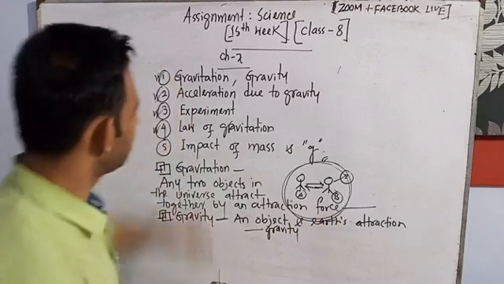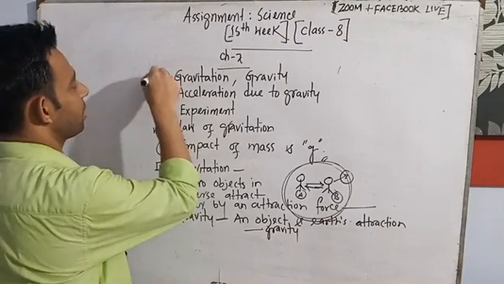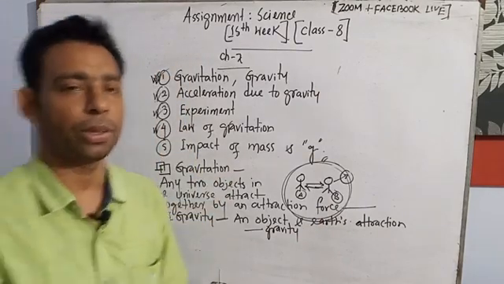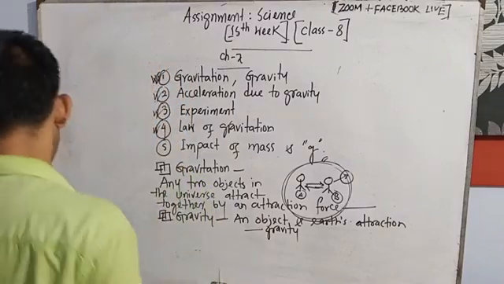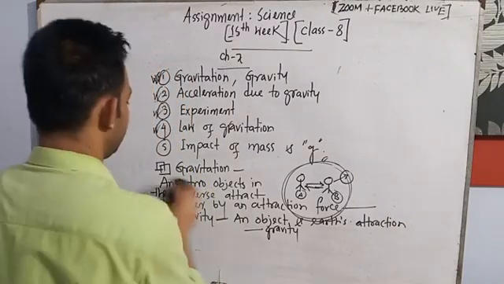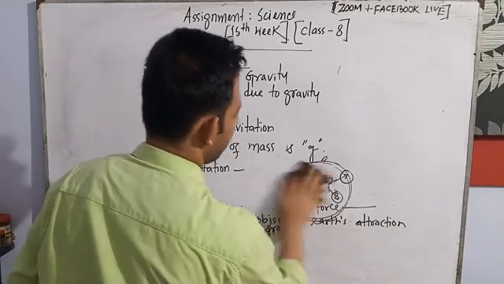Clear. So we have 5 target points. Very importantly, point 1 is completed. Now we will go to the second one: acceleration due to gravity.